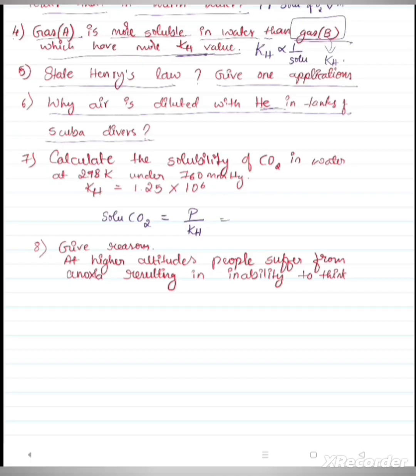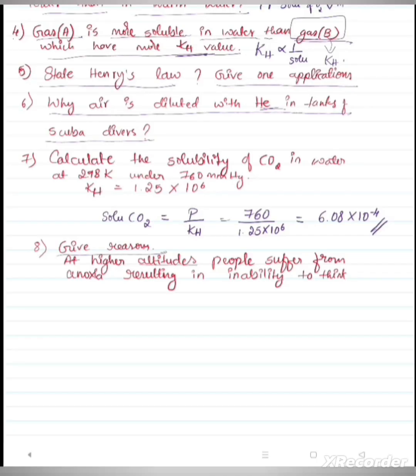So pressure, how much did they give? 760. The KH value is 1.25 into 10 to the power of 6. If you calculate this one, you will get 6.08 into 10 to the power of minus 4. Okay. Then next, give reason.